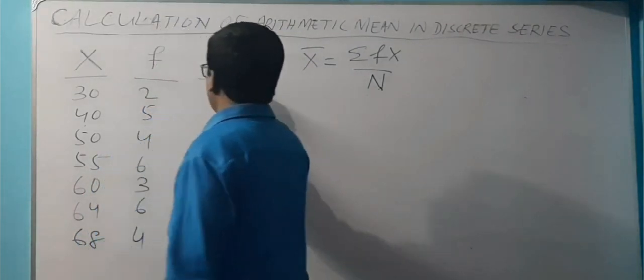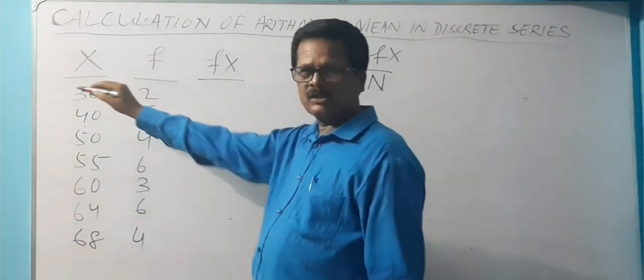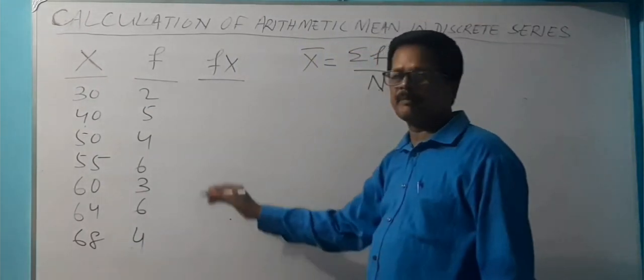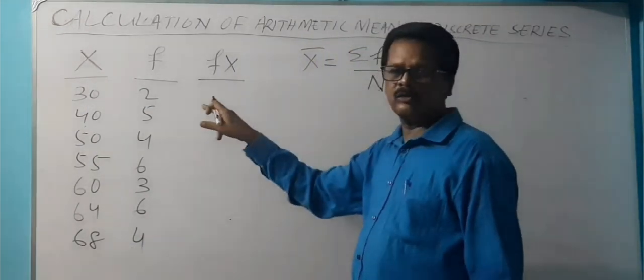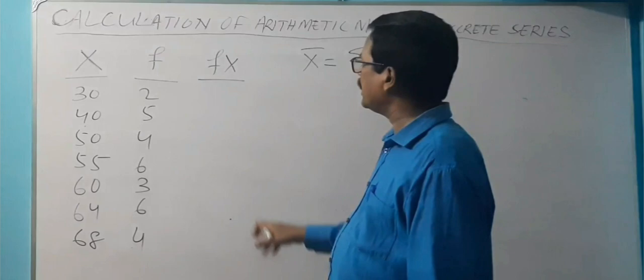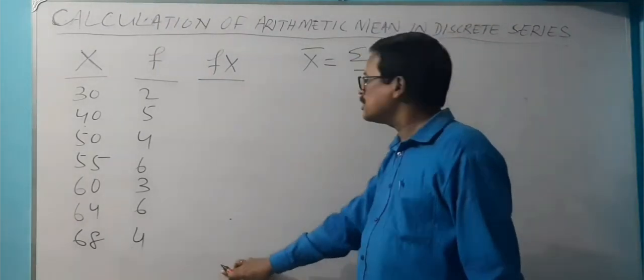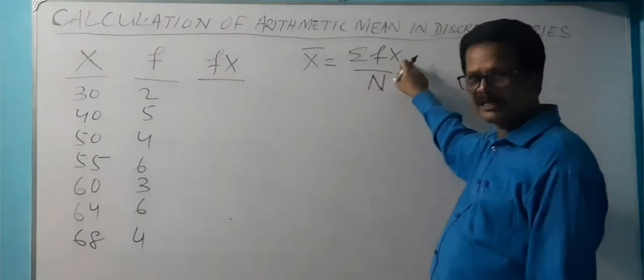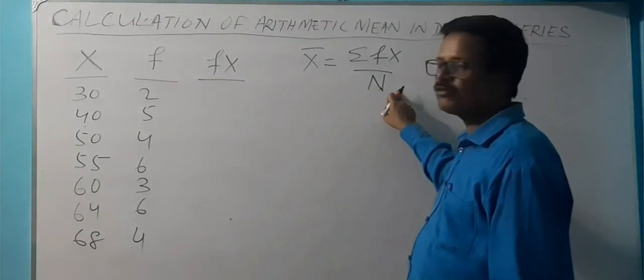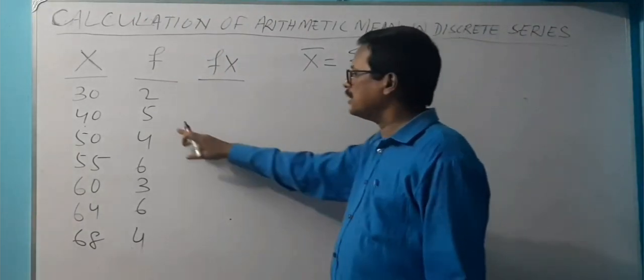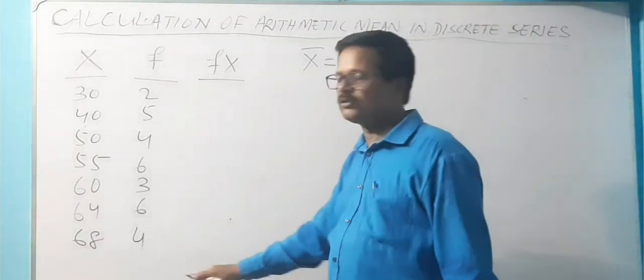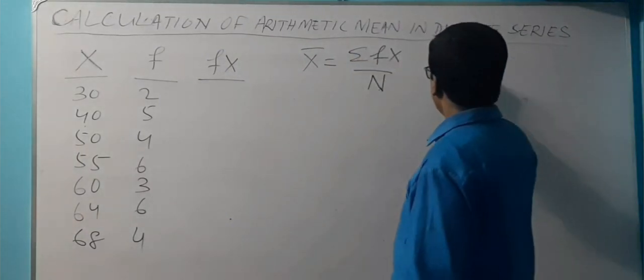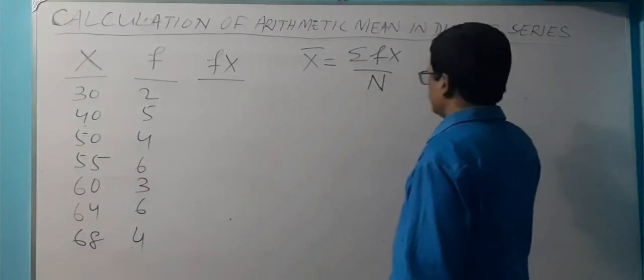Okay, fx, f into x. So we have to find out the values of f into x of each row. Then we have to add the fx values and we will get summation fx divided by n. How to find out n? By adding the f values. n is equal to summation f.